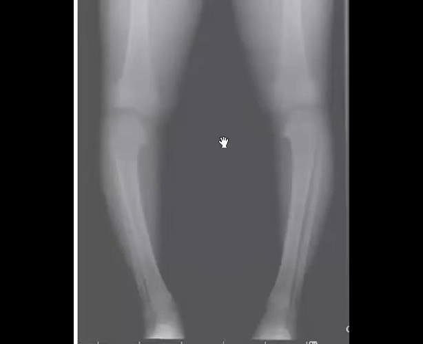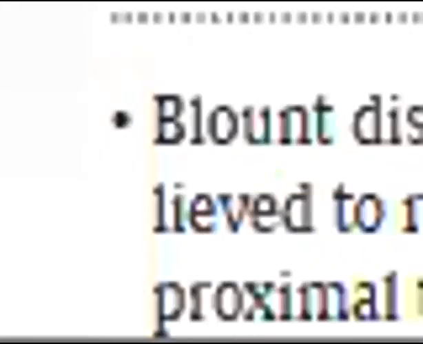Sometimes it's symmetrical, and sometimes, as in this case, it could be asymmetrical. They mentioned the obese African in the history. Let's go further.